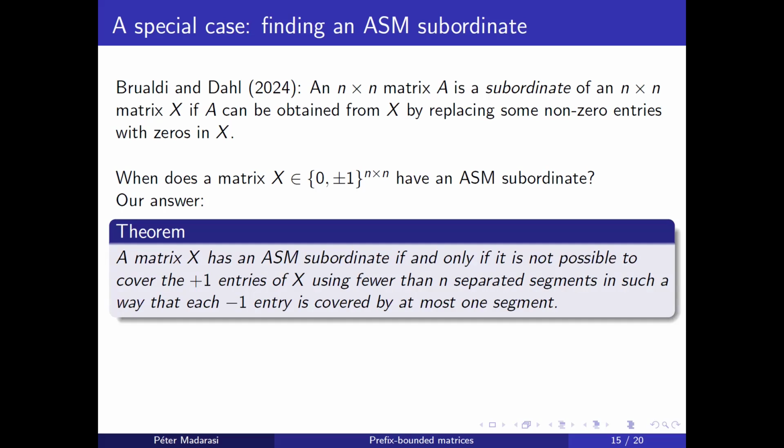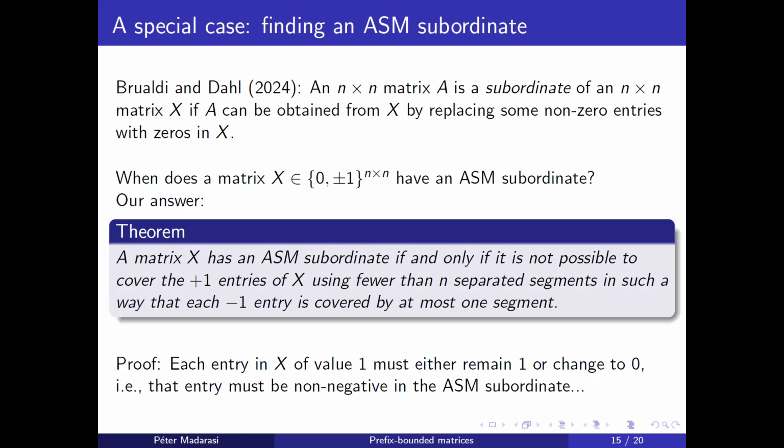So this is the characterization, and we can prove this together if you realize that if we have an entry 1 in X, then it just means that in the ASM we are trying to find, that entry must be non-negative, because you either leave that entry at value 1 or change it to 0. So this is very well captured by the S-compatibility problem. And I forgot to mention that the same analogous statement holds if an entry is non-positive. This is the special case.